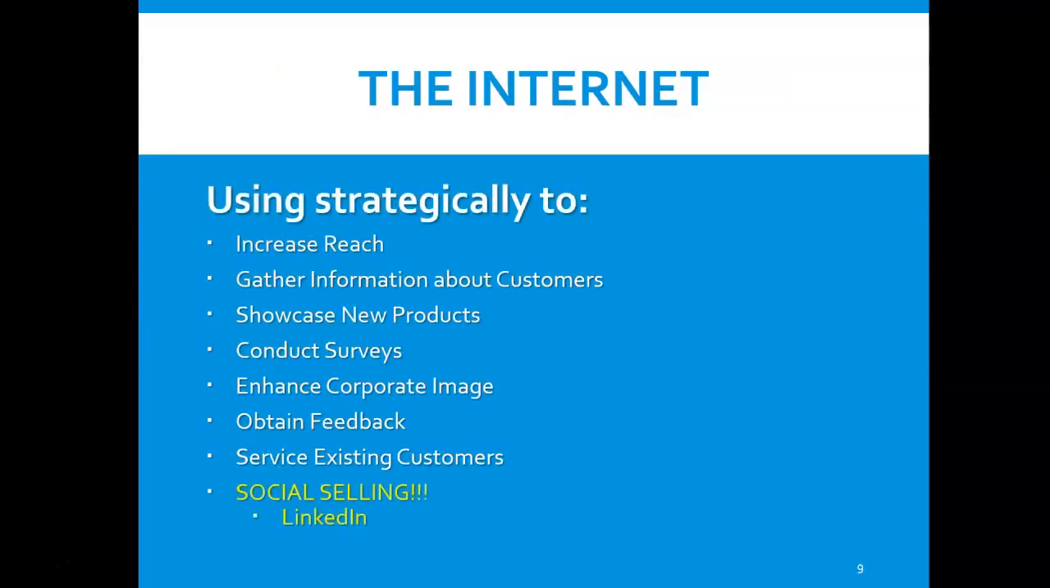So the internet, really you're going to use this strategically to increase your reach. Getting information about customers is key, as is helping you service your existing customers. Think about social selling, or selling online or through a social media platform. LinkedIn is really the key social media platform I think of, and that is used in business to business selling.